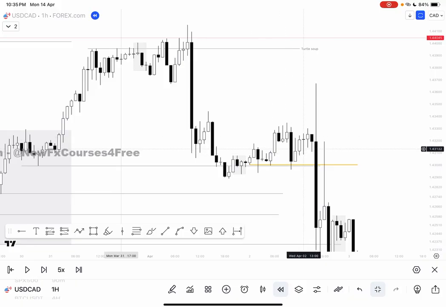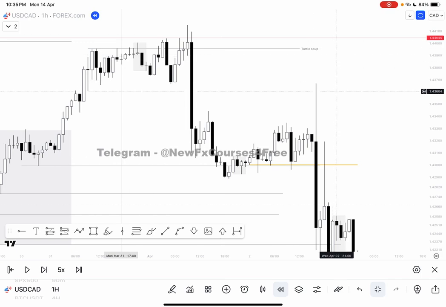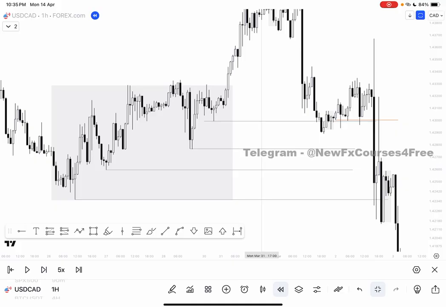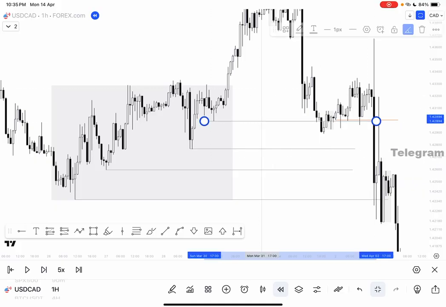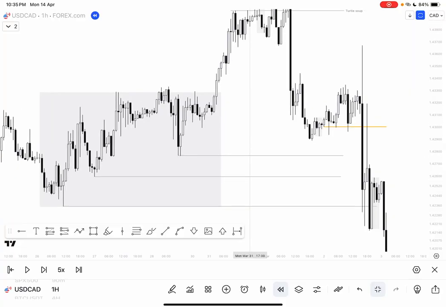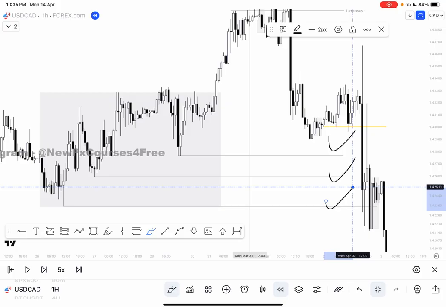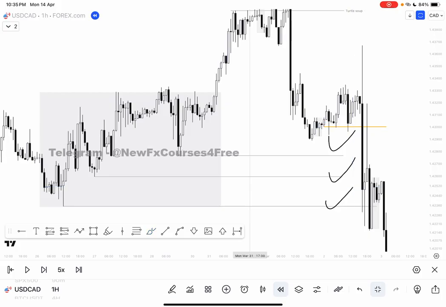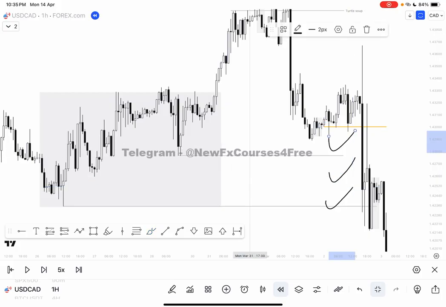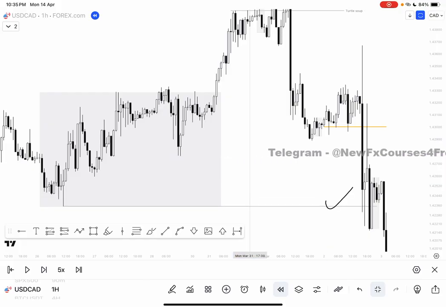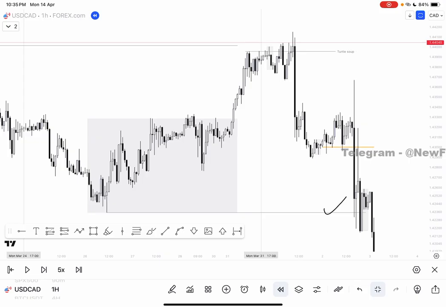And we got a range, then manipulation, sweeping this high, tapping on key level, then declines lower, taking all three liquidity pools at once. So that's that for the market maker model.